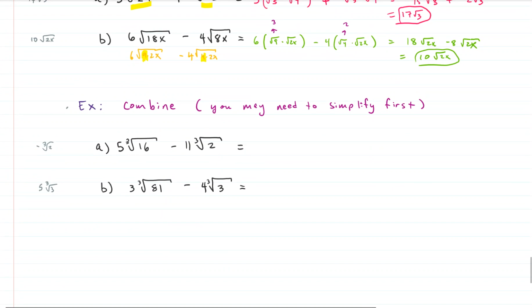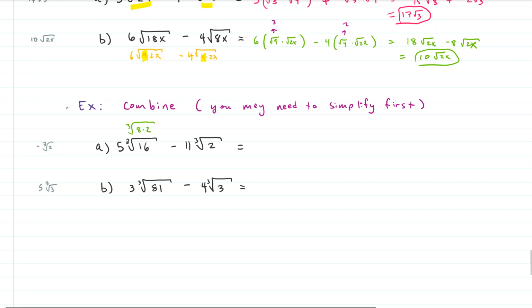Here we go. Here's our last one. Let's combine these. We have the cube root of 16 and the cube root of 2. Well, those aren't the same thing, but can we make the cube root of 16 into a cube root of 2? I think it's possible because, what is 16? How about this? 16 is 8 times 2. And the cube root of 8 is 2. So that'll come out. This is going to work great.